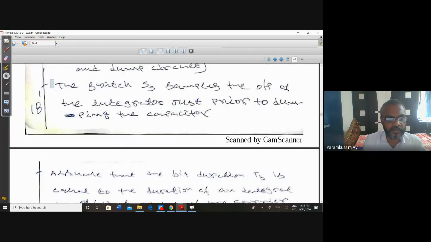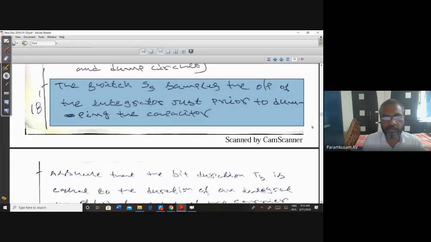Next, the switch SS samples the output of the integrator just prior to dumping the capacitor. You please note down that point also. The switch SS samples the output of the integrator just prior to dumping the capacitor.